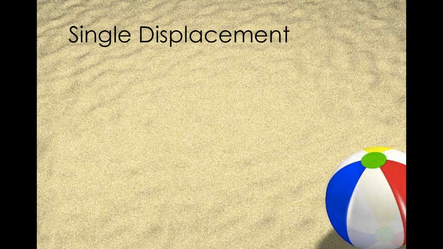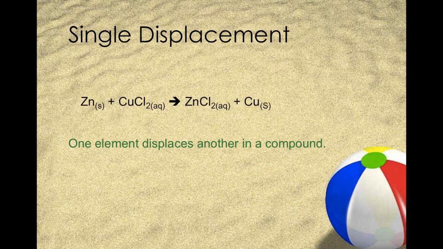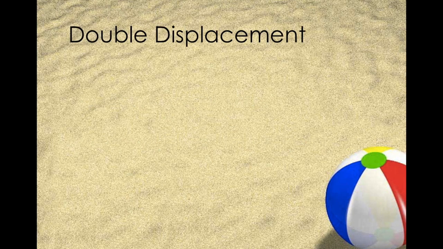Another type of reaction is single displacement, and this is one in which one element displaces another in a compound. So, for example, in this single displacement reaction, we have copper chloride, and the zinc then displaces the chlorine to make zinc chloride and then solid copper.